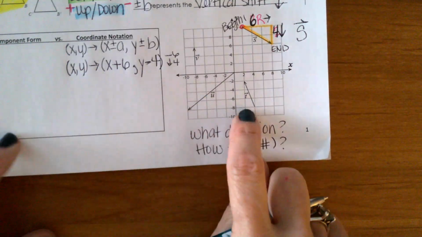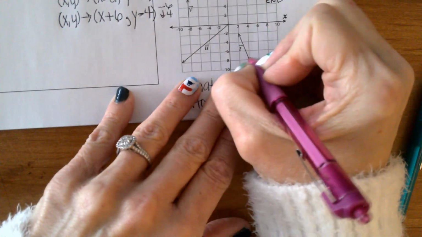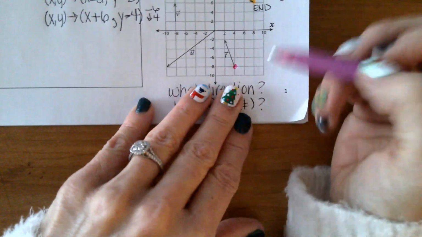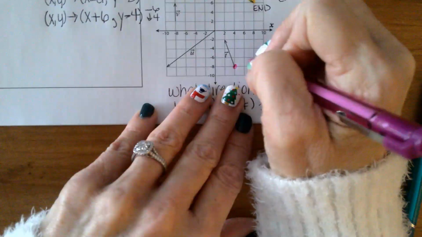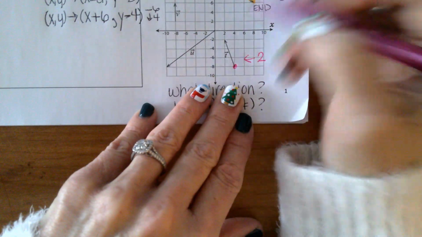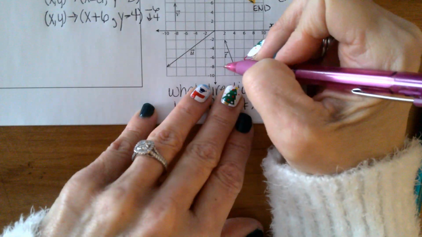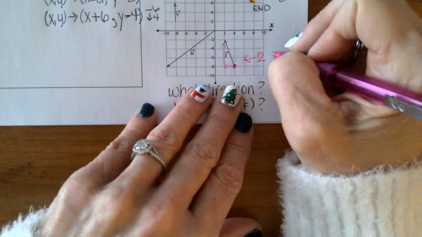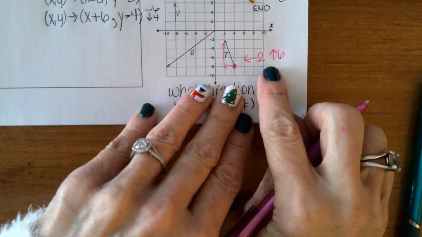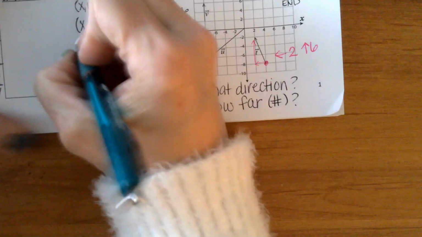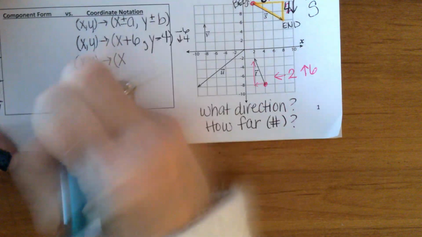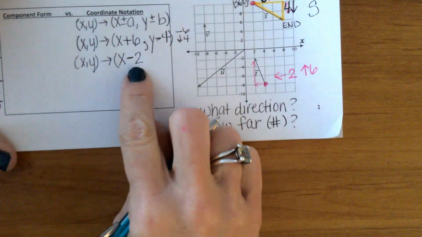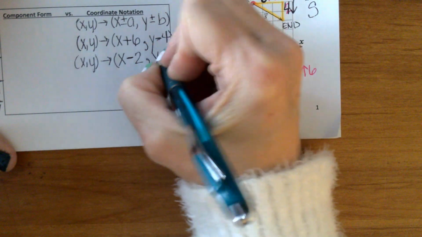Okay, let's go to T. All right, this is my beginning. Now, am I going to the left or the right? How many to the left? I'm going 2 to the left, so I'm going this way. And then how many up? Then I'm going 6 up. Okay, so here's the rule. Ready? X comma Y arrow, that comes first. Don't ever leave that part off. And then you're going to write x minus 2, because we went to the left, and y plus 6.